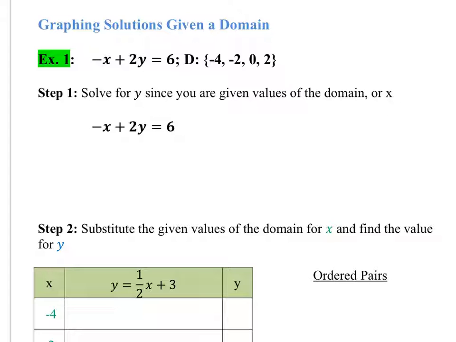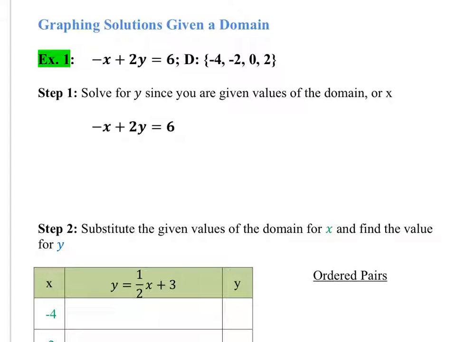So if you're going to graph a function, it is very beneficial to solve that function for y, because remember, x is our input and y is our output. And it's much easier to graph something if we are plugging in x only instead of trying to plug in an x and a y. So I'd rather have it be y equals something rather than this equals 6. So step 1 is to solve for y, since you're given the values of the domain.